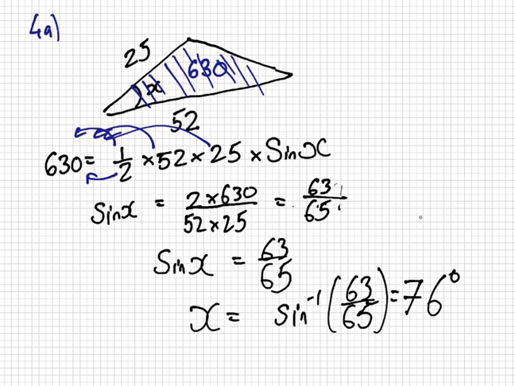I have actually seen this in the exam 3 times now, as part of a bigger question where they give you the area and 2 of the sides and you need the angle. So the answer should look like this. Can't I just write x equals sine inverse of 2 by 630 over 52 by 25? Yes, you could. That's okay. You'd skip the simplifying of the fractions, fine.